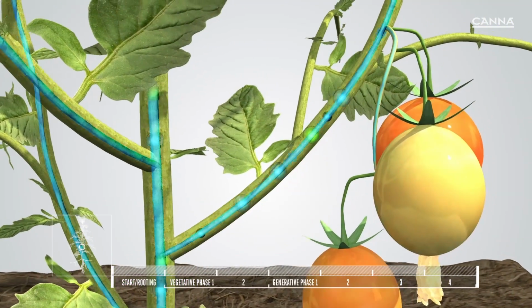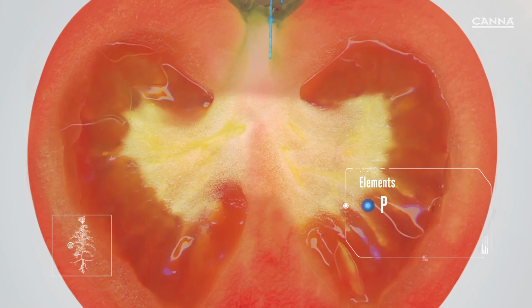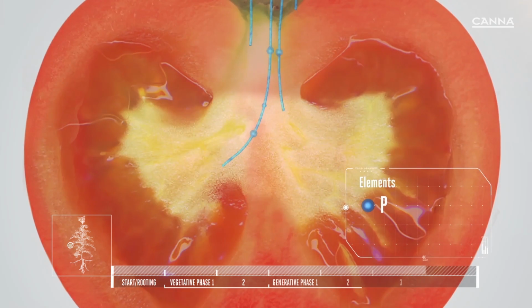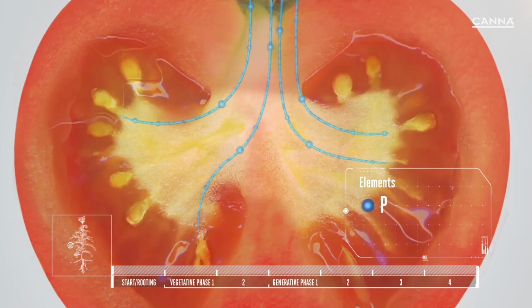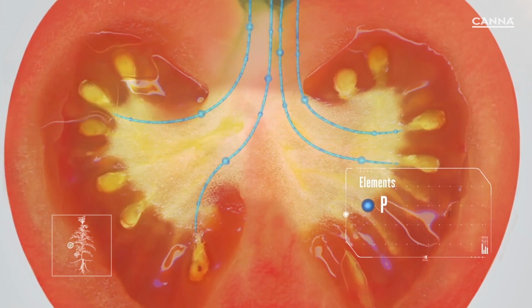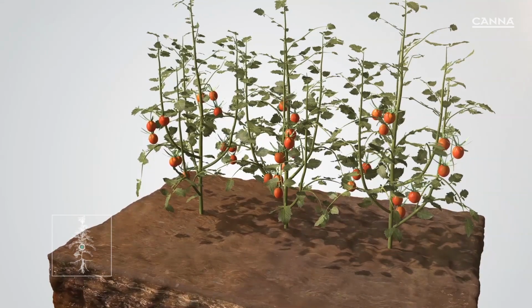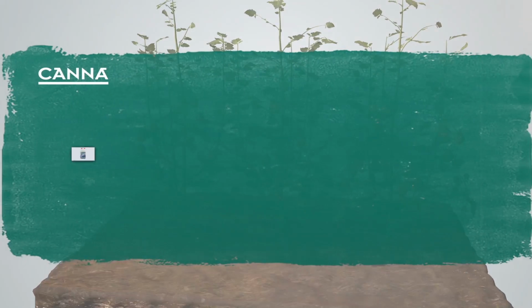The plant can now concentrate on propagating itself. Phosphorus in the fruit flows to the seeds, which encourages their development. Seeds need phosphorus to lock in the energy that they will need to germinate. This energy will ensure that the seeds get a good start. Using Canna Coco correctly will give you the optimum results every time.